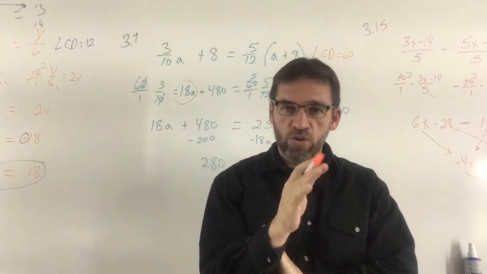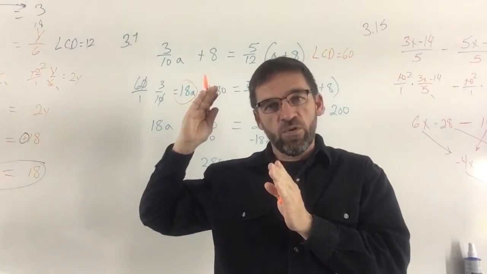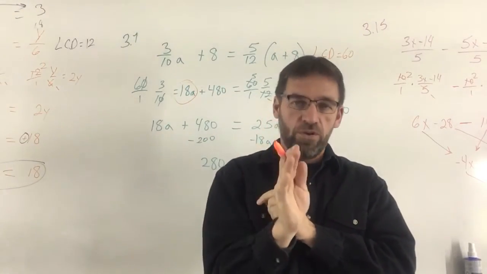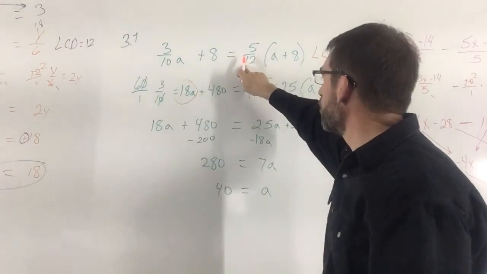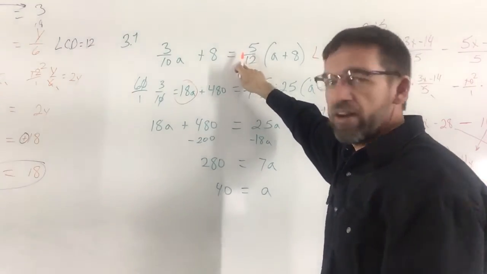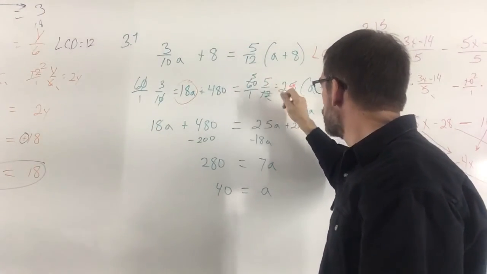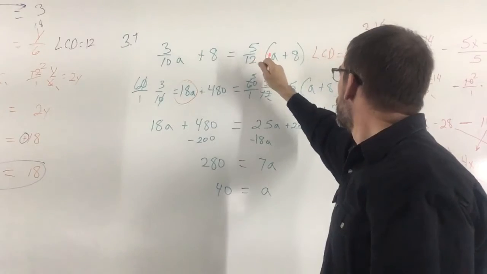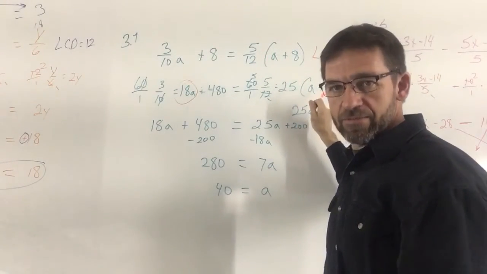Be careful how you work that. The parenthesis means that you will need to go 60 times, the best way to do it, the easiest way I should say, is 60 times 12, 5/12, and this answer is 25. I worked it right here, 12, 5 5s is 25. Now, you go 25 times A and 25 times 8.